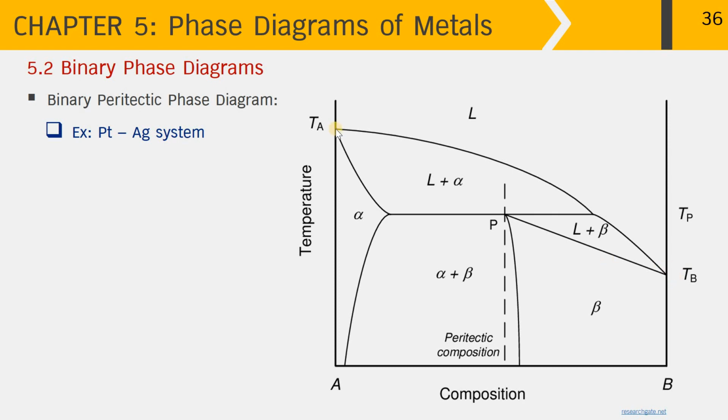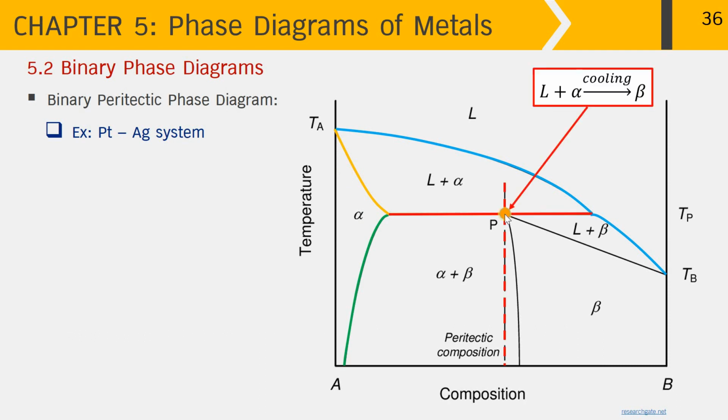Now you may recognize the lines. First is the liquidus line that separates the liquid phase from any other phases. Then the solvus line, where you have the alpha solid solution over here. The yellow line is a part of the solidus line.